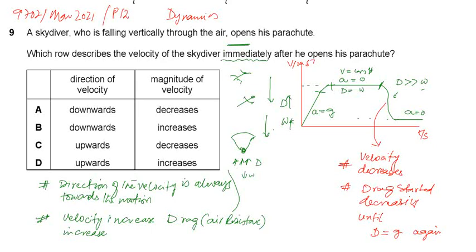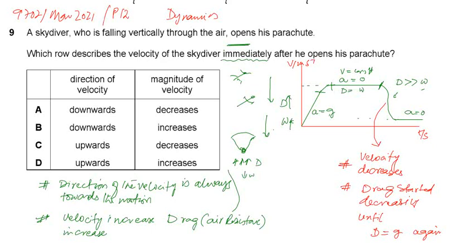So we have been given four options, two columns each. We need to define the direction of the velocity and the magnitude of the velocity, whether it is increasing or decreasing. So let's discuss when the skydiver jumps from the aeroplane. As soon as he jumps, his velocity starts increasing, and at this time the acceleration is constant, equal to the acceleration due to gravity.